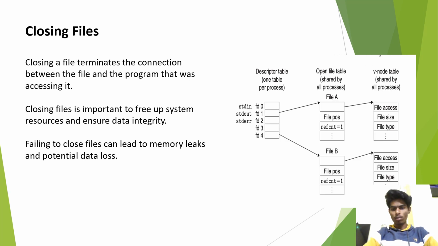Now we are discussing closing files. Closing a file terminates the connection between the file and the program that was accessing it. Closing files is important to free up system resources and ensure data integrity. Failing to close files can lead to memory leaks and potential data loss. Here we can see in the figure: descriptor table, one table per process; open file table, shared by all processes; vnode table, shared by all processes.